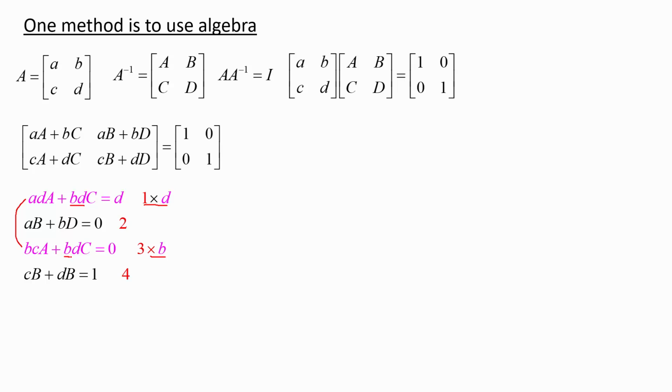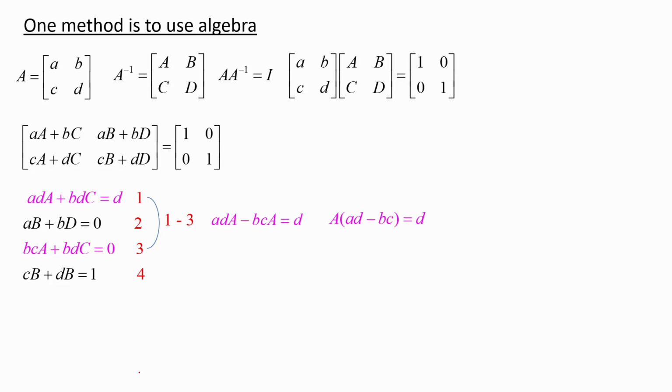Notice that the coefficients of capital C are now the same. So by subtracting one equation from the other, we can eliminate capital C. And to do that, we can subtract equation 3 from equation 1. And just with a bit of manipulation, we can take out a factor of capital A. And then to get capital A on its own, divide both sides by AD minus BC. So we've got an expression for the first element of the inverse in terms of the constants a, b, c and d. We can do a similar thing with another pair of equations, and by doing that we can obtain the 3 other relationships for capital B, C and D.